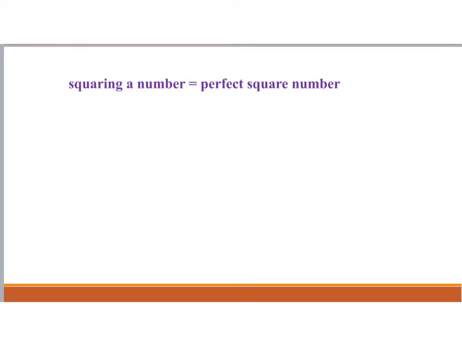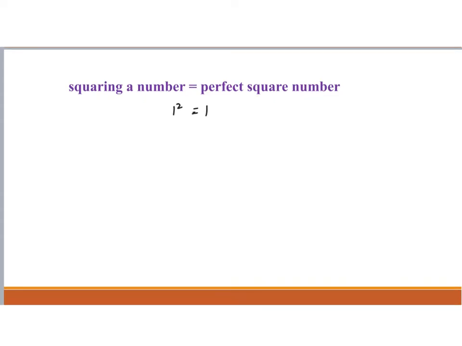When we square a number, the result is called a perfect square number. 1, for example, is a perfect square because it is the result of squaring 1. 4 is a perfect square number because it's the result of squaring 2. 9 is a perfect square number because it's the result of squaring 3.